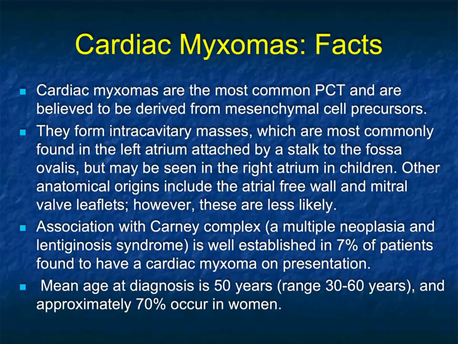They typically form intracavitary masses, which are most commonly found in the left atrium, attached by a stalk to the fossa ovalis, but they can be seen in the right atrium as well, especially in children. Other anatomic origins include the atrial free wall and mitral valve, however, that's less likely. We can also see these myxomas in the heart chambers, like the left ventricle. That's pretty rare, but it does occur.